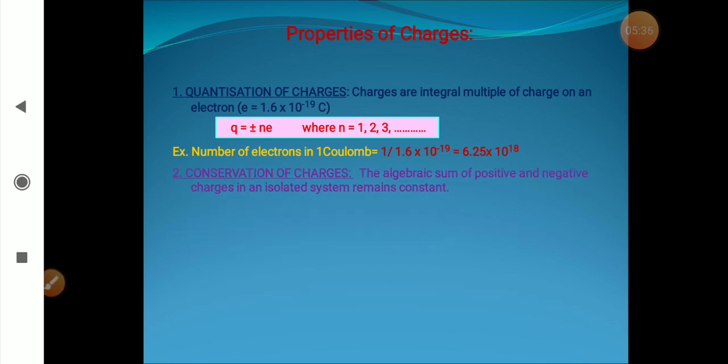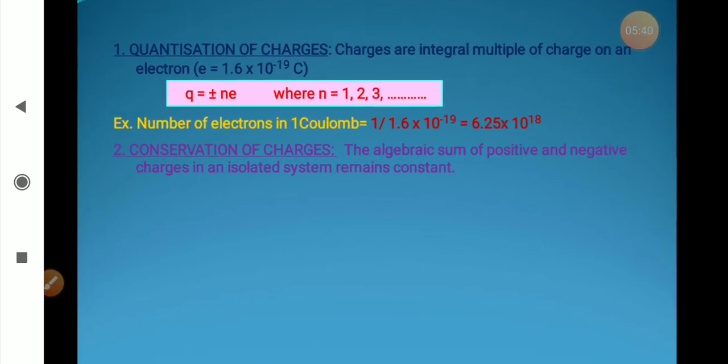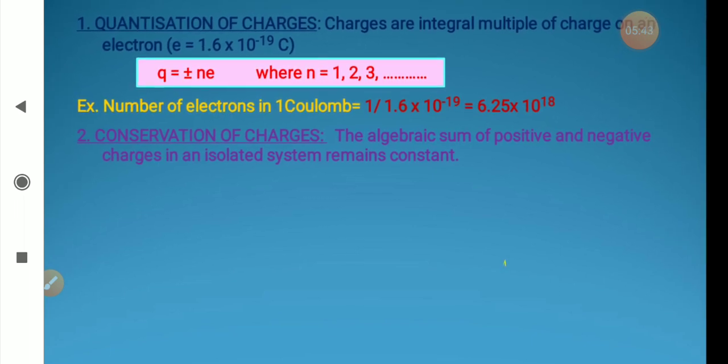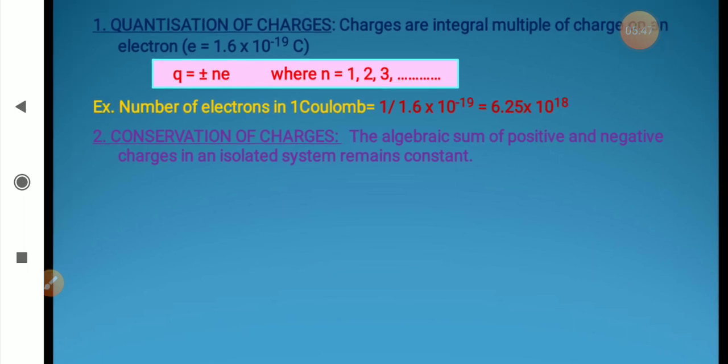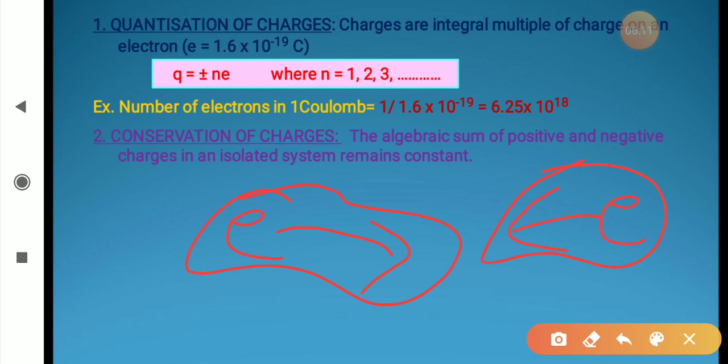So the next property is conservation of charge. Now, the algebraic sum of positive and negative charges in an isolated system will remain constant. Means the total charge present on any body will remain constant. Charges can move from one place to another. Basically it is the electrons which move from one place to another. So redistribution of charges is possible, but the total charge on a system will always remain constant. See, if the electron is moving from this side to this side, this end will become deficient, will become positive. The side which gains electrons will have excess of electrons, so will become negative, and so on.